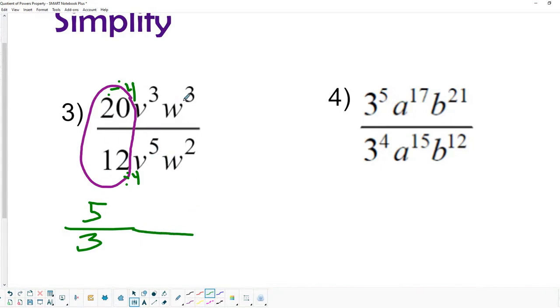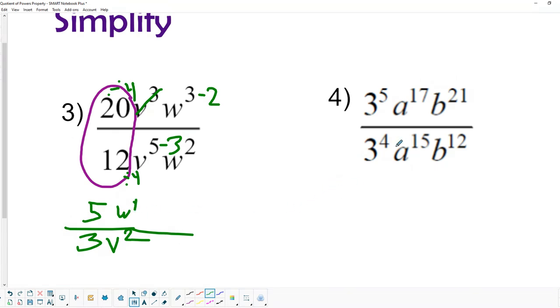Now on my v's, I'm going to subtract the smaller one from the bigger one. So I'm going to minus 3. Smaller w, I've got a 2, and I'm going to bring that up and subtract it from the top one. So then that means this is eliminated on the top. On the top, I have 3 minus 2 on the w, so that just leaves me a w to the first. And then on my v's, I'm going to do 5 minus 3, which is 2. So v to the second on the bottom.